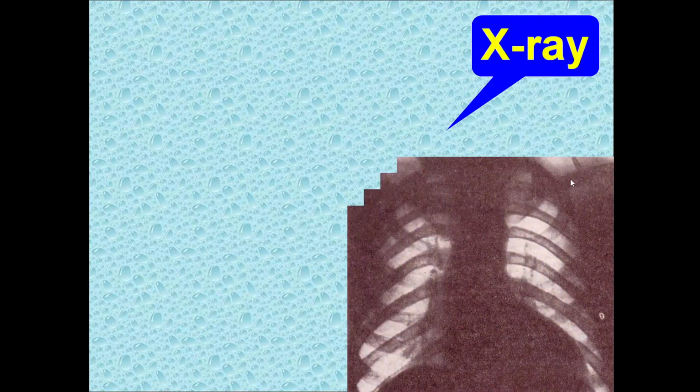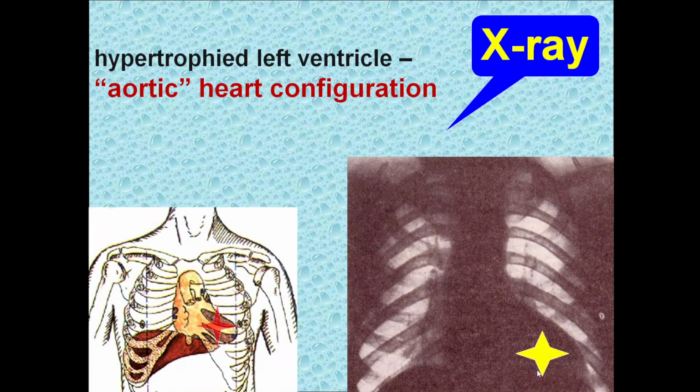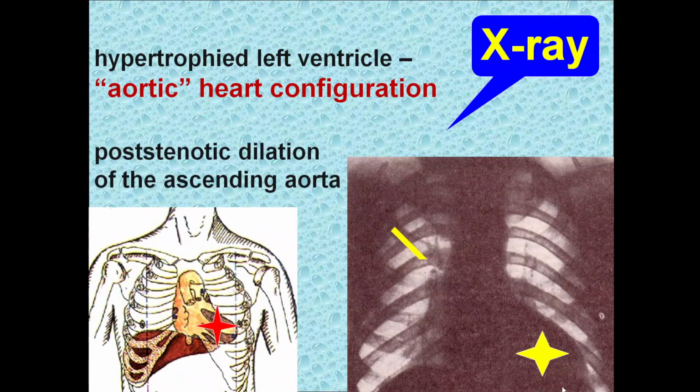X-ray examination reveals aortic configuration of the heart. If you remember the preceding mitral configuration, you see mitral configuration resembles a ball, aortic configuration resembles a boot, because it appears due to hypertrophy of only left ventricle. Sometimes post-stenotic dilation of ascending aorta may be recorded because blood pushes and slightly deforms aorta.